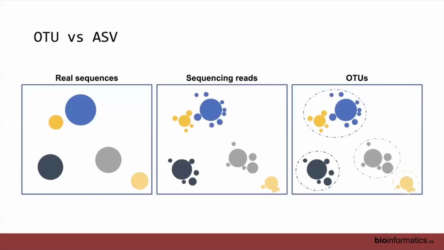So this is a visual representation of the difference between OTUs and ASVs. If we imagine that we have each of these in our sample, each of these blobs is representing a different real sequence, and the size of them is the abundance.